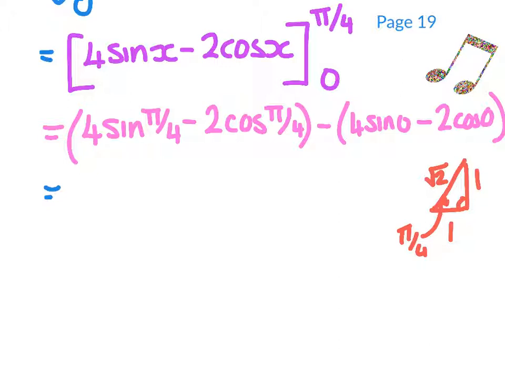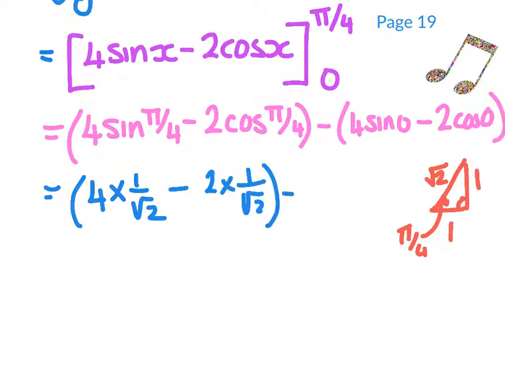Now, the sine of pi over 4 is SOHCAHTOA, so opposite over hypotenuse. Opposite the 45 degrees is 1, and the hypotenuse is root 2. So here I'm going to have 4 times 1 over root 2. And I'm subtracting 2 lots of the cosine of pi over 4, and cos is adjacent over hypotenuse. Adjacent is also 1, hypotenuse is root 2, so that's 2 lots of 1 over root 2.